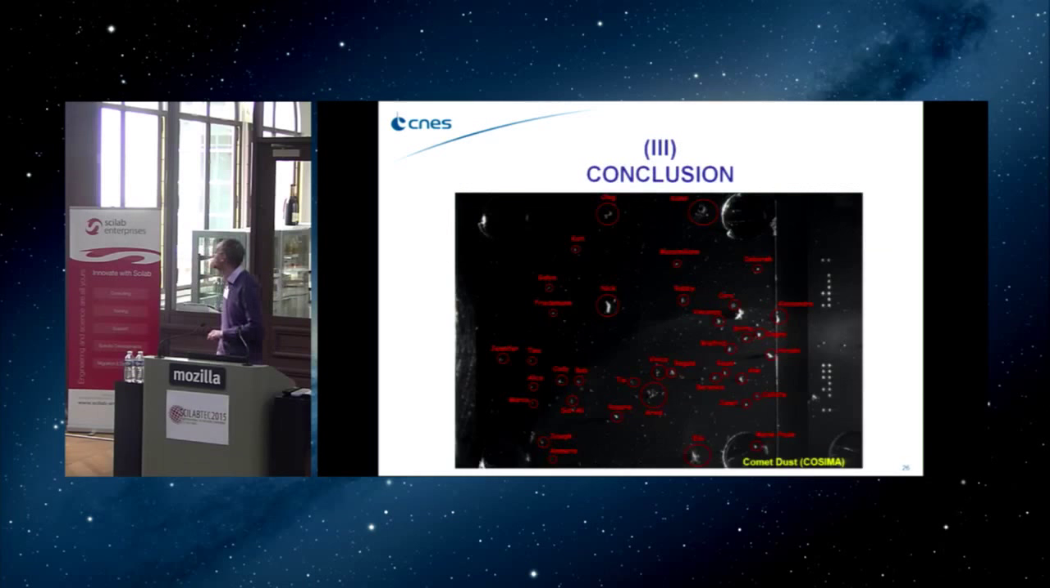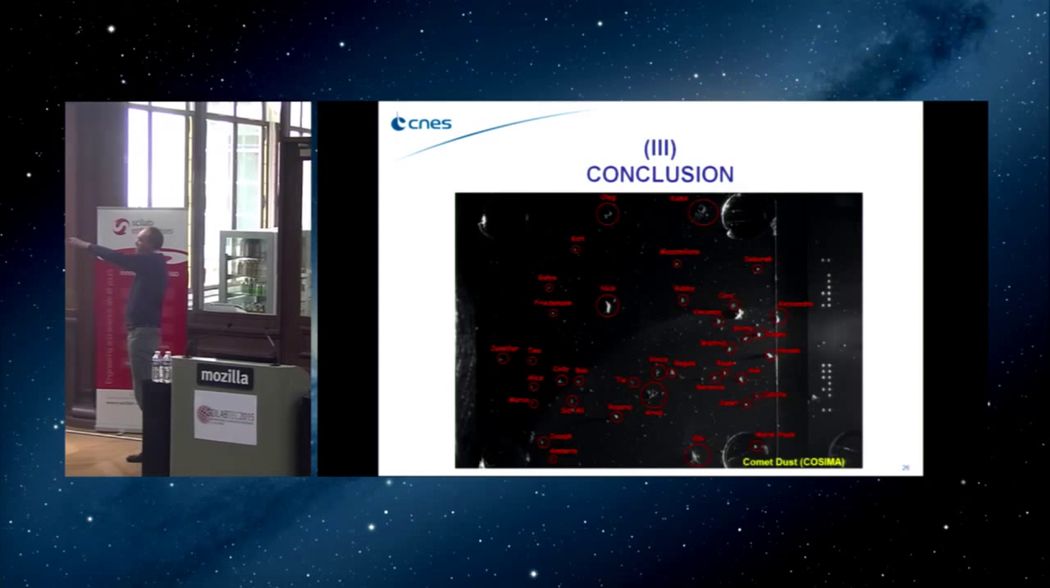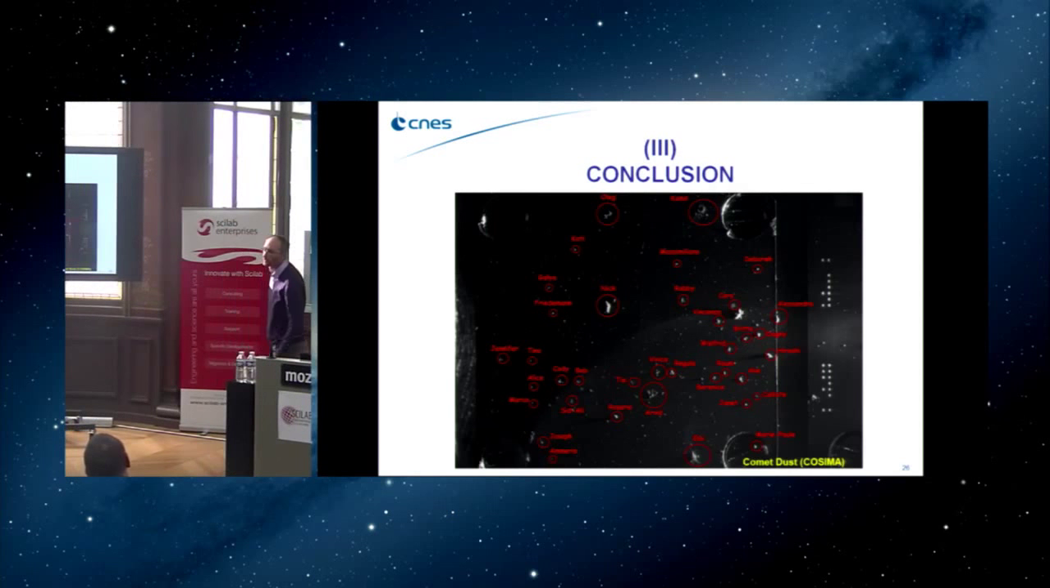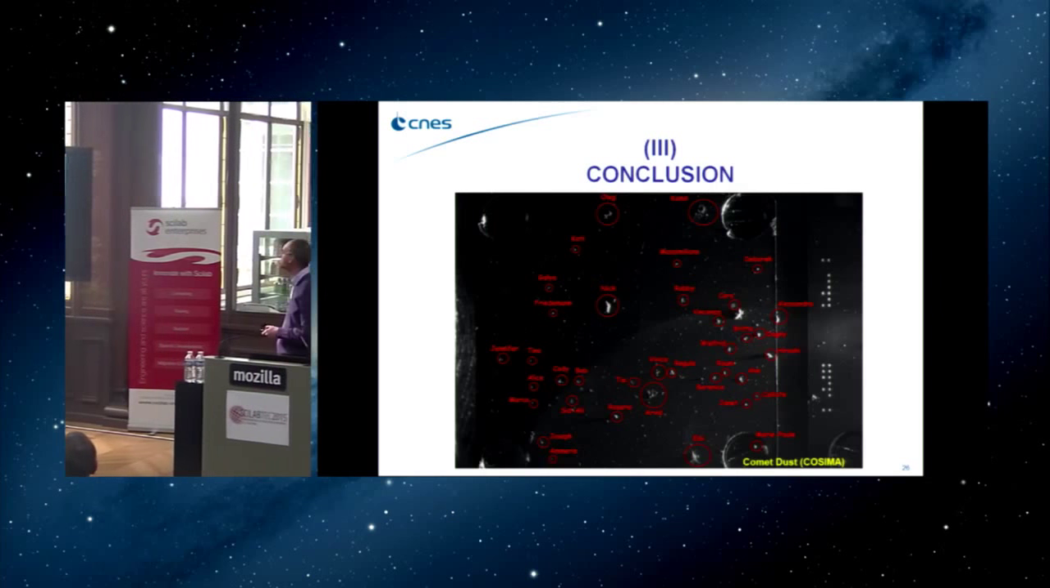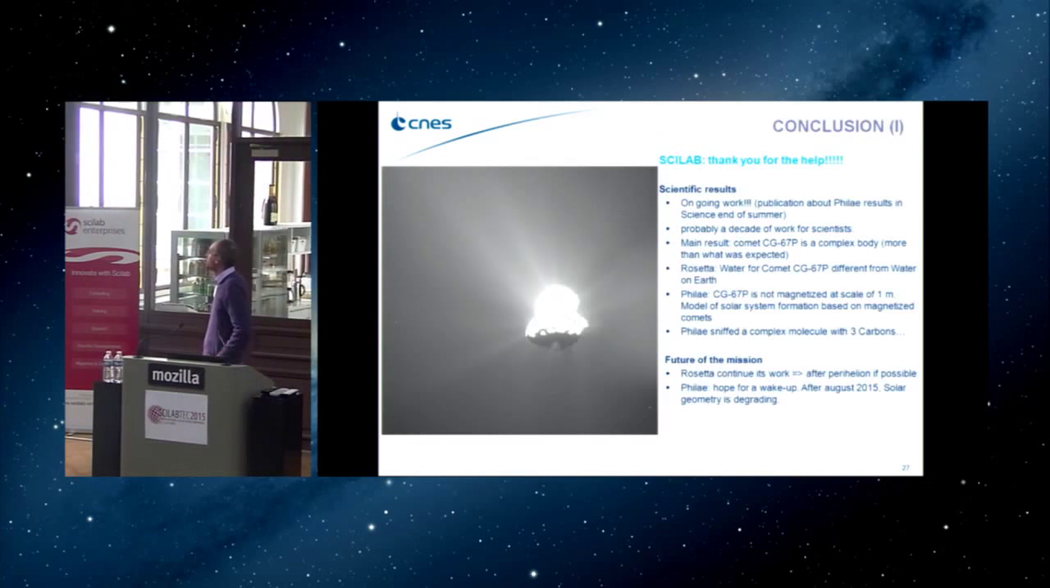So we're now on the conclusion. These pictures, I find them funny. It's dust of the comet collected on a scientific instrument on board Rosetta. So it's cometary dust. Okay, so the first conclusion is thank you to Scilab and the Scilab team. It was really a great tool to have for this mission. So we'll do a short conclusion on the scientific results.